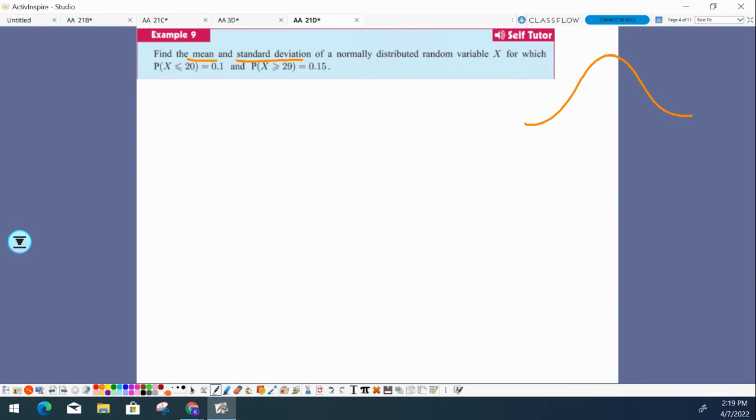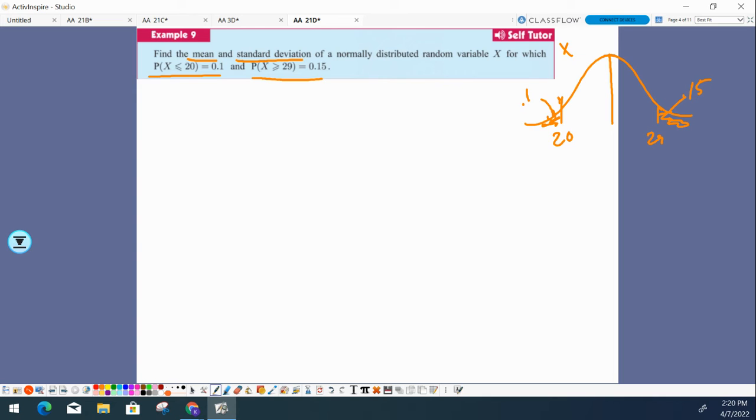It tells me that for my x value, this is going to be for x, not z, that if I go less than 20, this little area here is 0.1. It also tells me greater than 29, somewhere over here, this is 0.15. So the little sketch gives me kind of an idea of what it is we're doing.